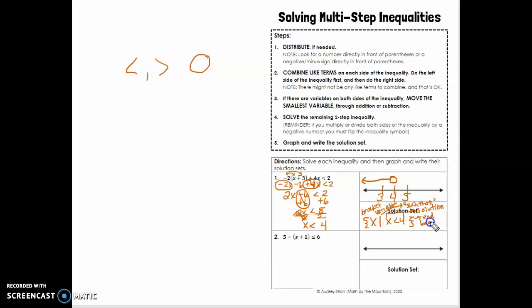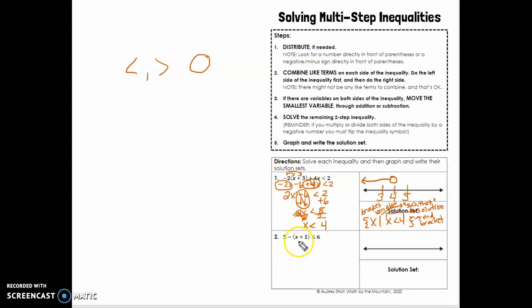This is called inequality notation. This is how we represent the answer, and we read it as the set of x's such that x is less than 4, and then we end the set. So the set of numbers for x such that x is less than 4, and then we end the bracket.